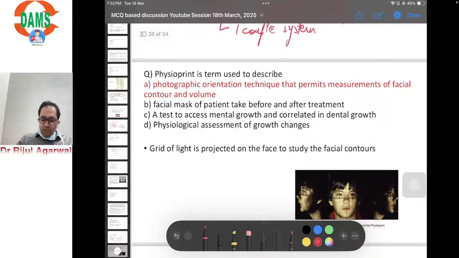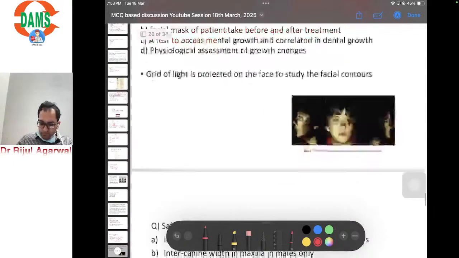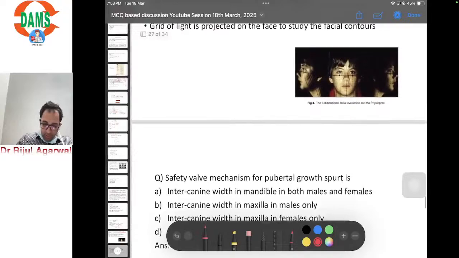Next, a theoretical question. Physioprint is a term used to describe a photographic orientation technique that permits the measurement of facial contours and volume. Okay, just remember this. So what is this? It's a grid of light which is projected on the face to study the facial contours. It's a technique used in the measurement approach in growth. If you remember, measurement approach, experimental approach, the dyes which we studied, alizarin, come under the experimental approach. In measurement come 3D methods and all. So physioprint is a technique in that. Okay. Okay again, so I should have written this answer.